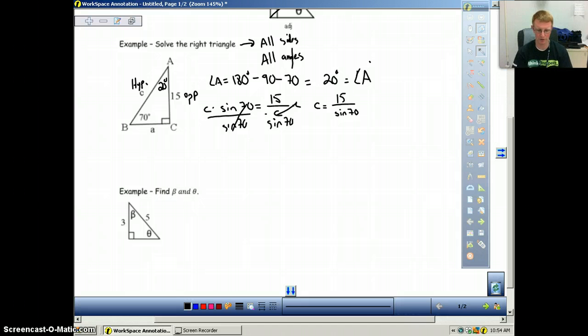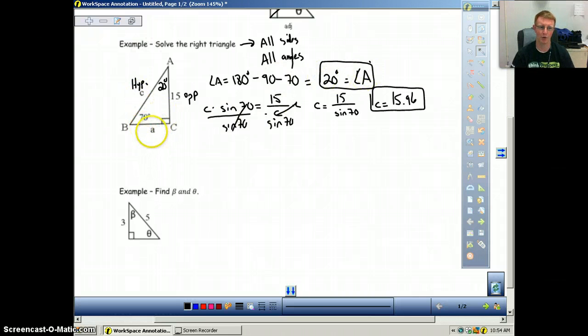So we actually put into the calculator 15 divided by the sine of 70, and you should get 15.96. So C is equal to 15.96. Okay, so we have our C, we have our angle A. Now we need to figure out what our side A is.